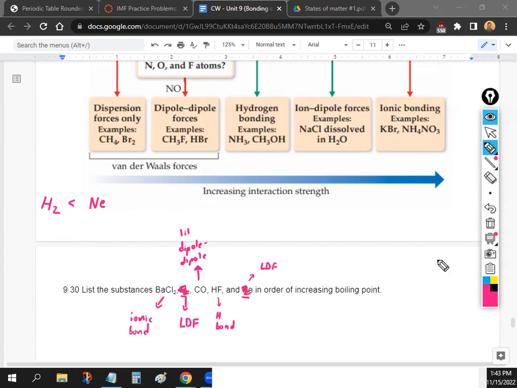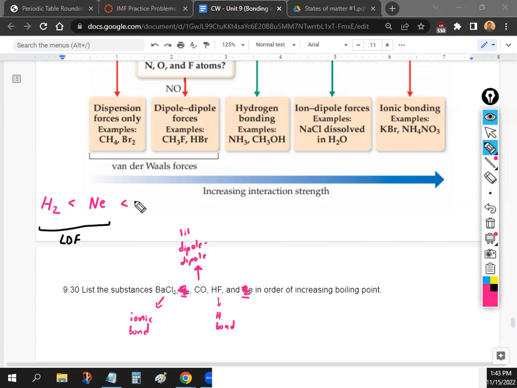Yeah, it's the smallest. Okay, so these two will experience London dispersion forces. And that's why they have the lowest boiling point, because that's the weakest intermolecular force. Okay.